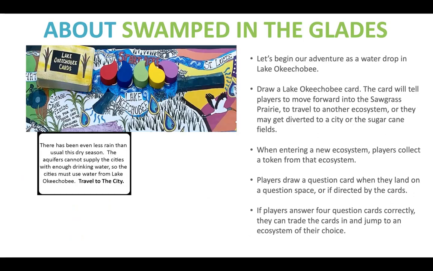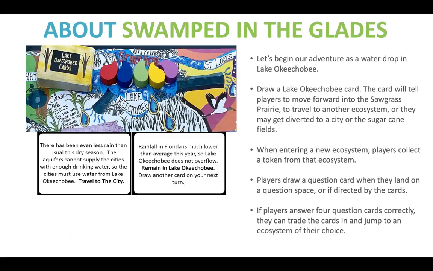So let's say we're beginning our adventure as a drop of water in Lake Okeechobee. The players are going to start by drawing a Lake Okeechobee card, which will tell players to move forward into the Sawgrass Prairie or travel to another ecosystem, or they may get diverted to a city or the sugarcane fields or something else. So some examples of those cards are popping up right on the side of the screen.